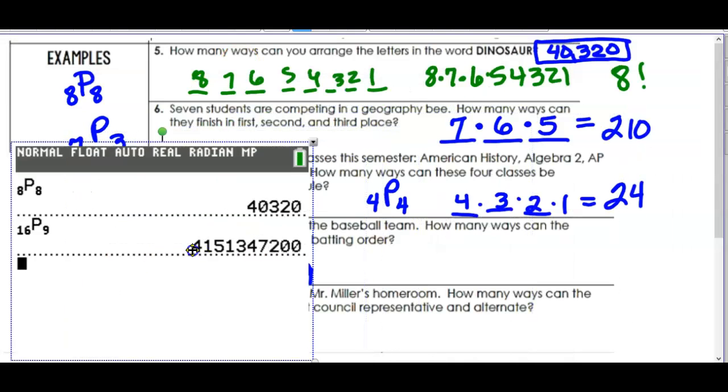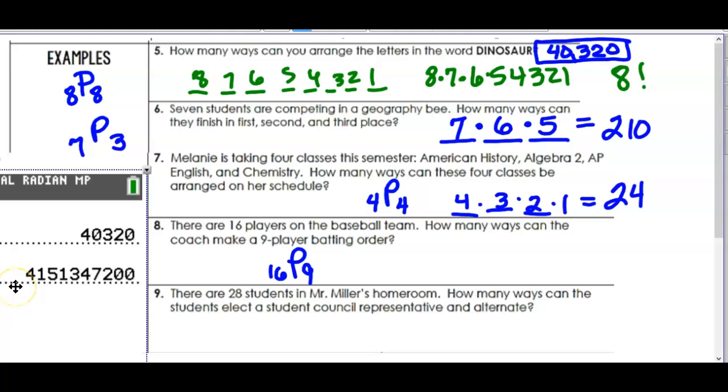math button. Okay, I'm going to put this over here so that I can write that number correctly. 41513472200. That's a lot of different batting orders. Okay, over 4 billion, I think.